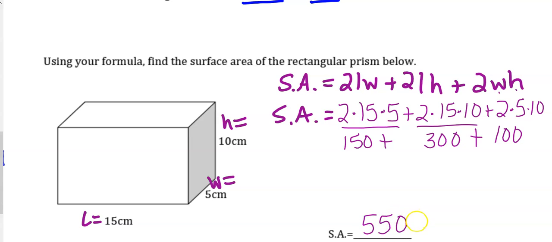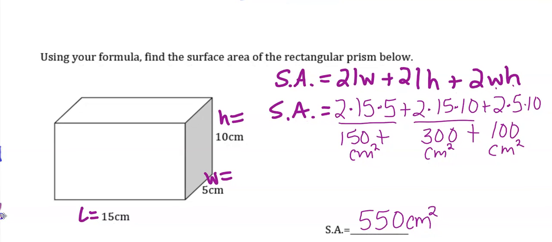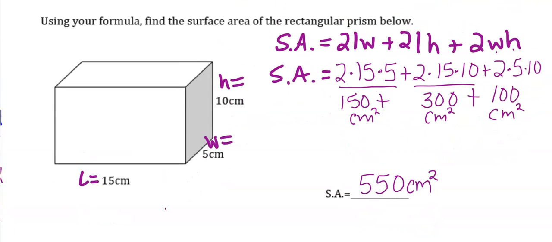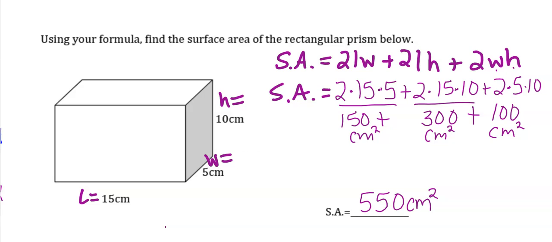And again, our units for surface area, because it's just a surface, it's a two-dimensional shape, are going to be square units. Because each of these here are square units, are surfaces, and when we add them together, they're going to keep the same unit. Okay, that's how you can use a formula to find surface area of a rectangular prism.